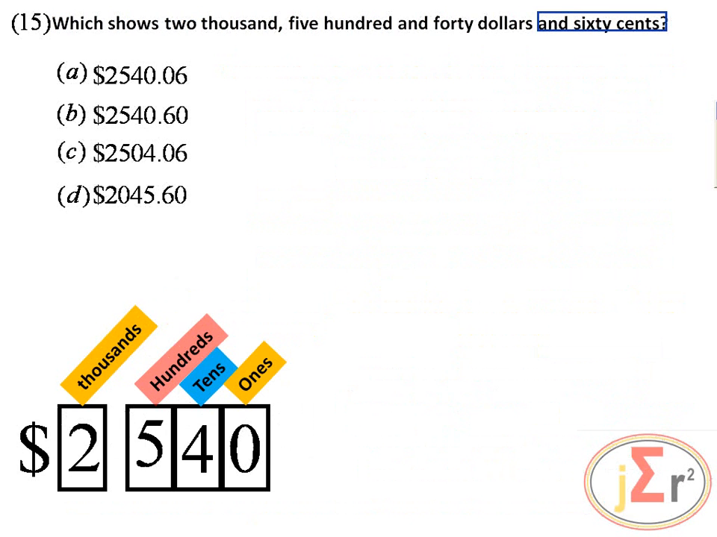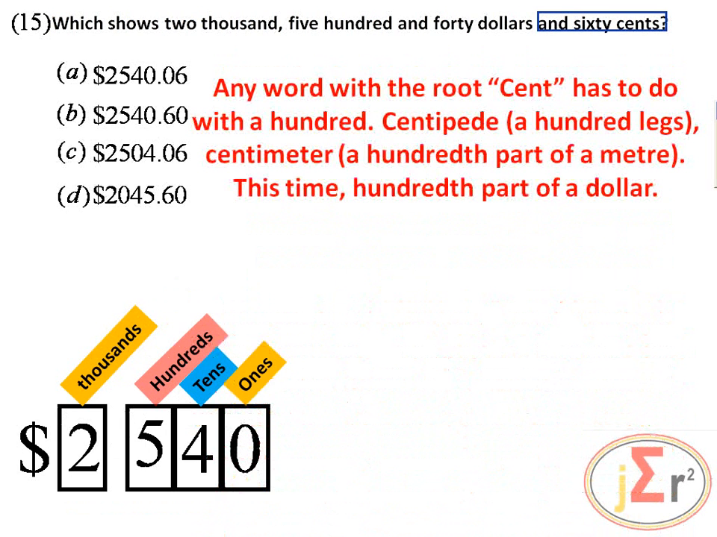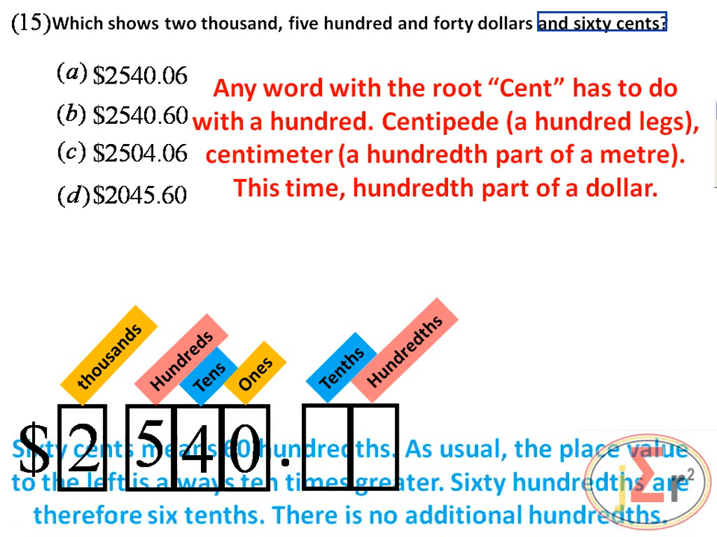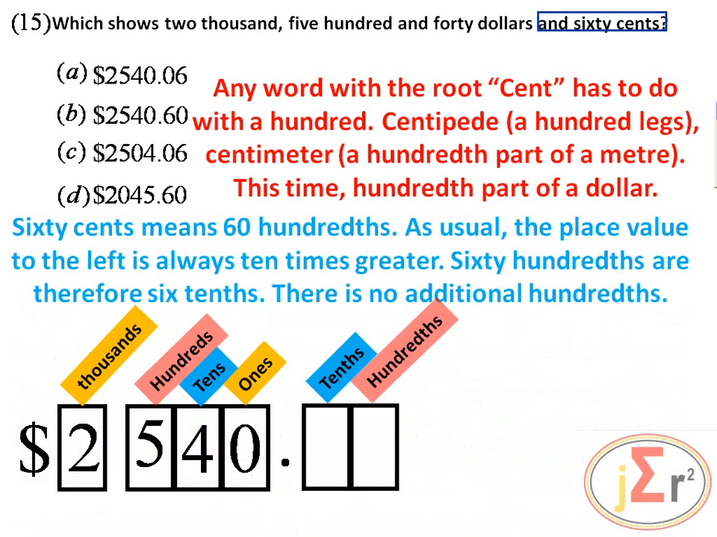And 60 cents. Any word with the root cent has to do with 100. Centipede, 100 legs. Centimeter, 100th part of a meter. This time, 100th part of a dollar. Right. So your cent is 100th part of a dollar. 60 cents mean 60 hundredths. As usual, the place value to the left is always 10 times greater. So 60 hundredths are therefore 6 tenths. There is no additional hundredth.